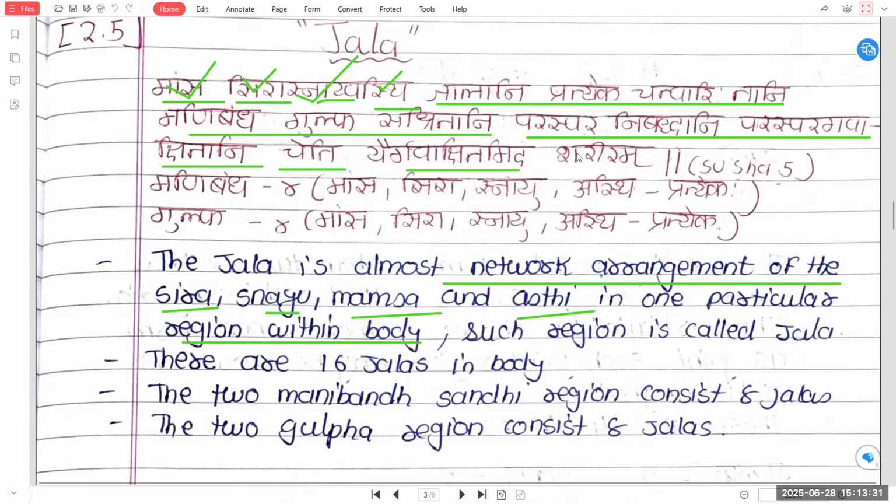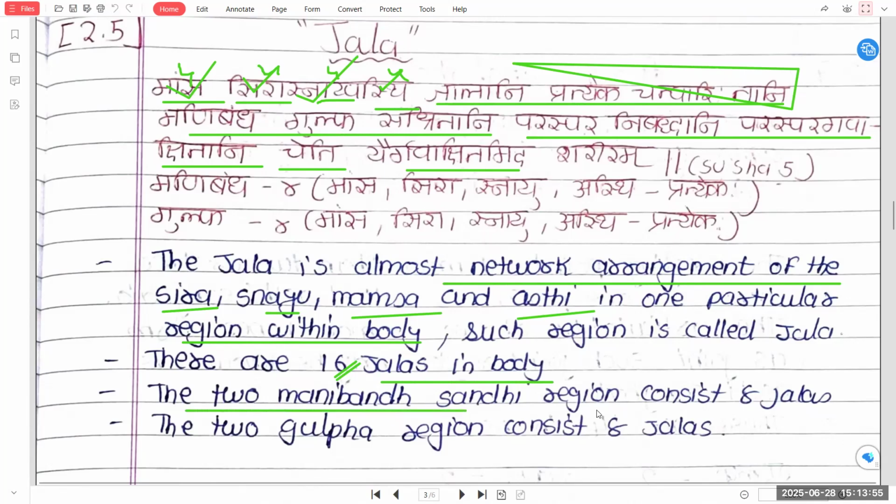How many Jal are there? Pratyeka chatvari tani. So, each of these four has four. Mamsa four, Sira four, Snayu four, Asthi four. So, how many are there? 16. Just like the 100 we have seen, Jal are also 16 in number.